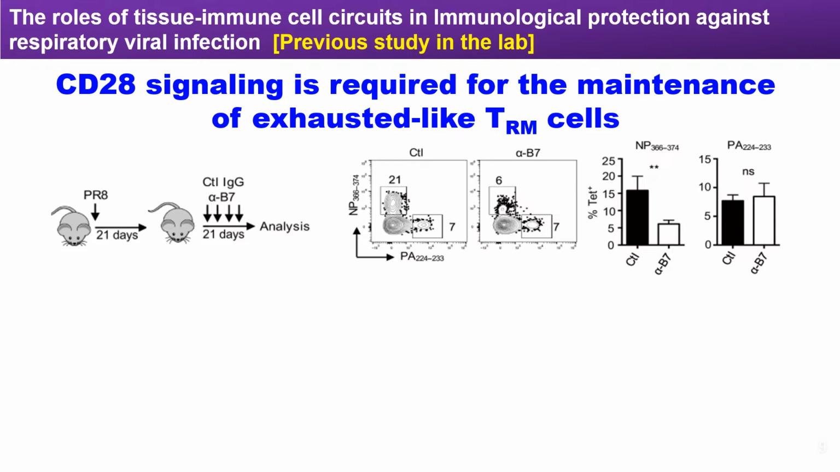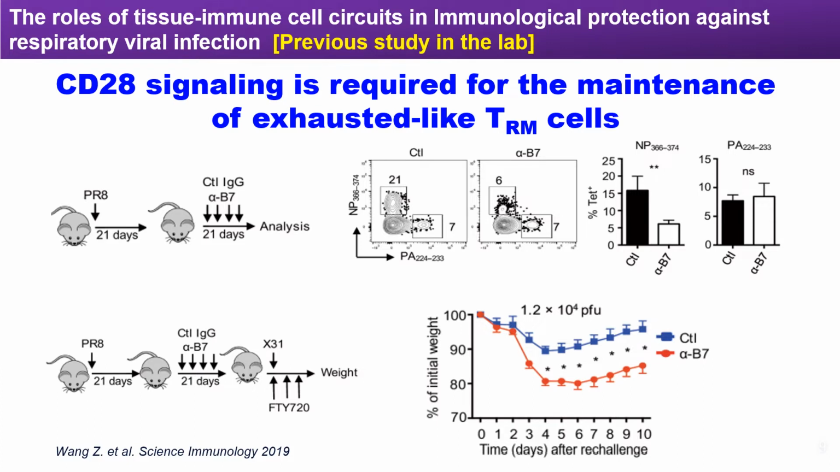My former colleague, Wang Zhang, reported the mechanism of CD8 TRM cell maintenance and the important protective function of TRM cells against influenza viral infection. He blocked the CD28 signaling, which helps the TCR stimulation from antigen-presenting cells to T cells. As you see in this slide, when CD28 signaling was blocked with the B7 antibody, certain epitope-specific TRM cells couldn't be maintained at the memory stage.